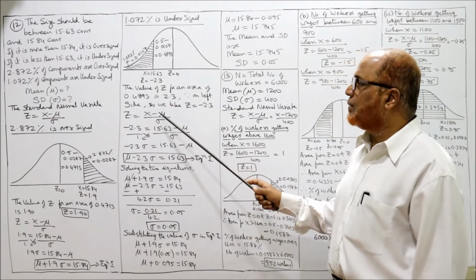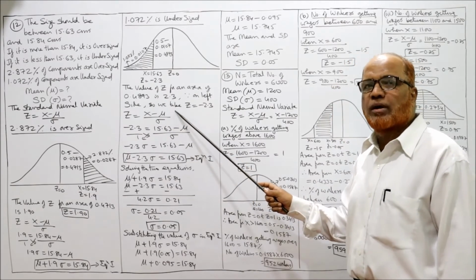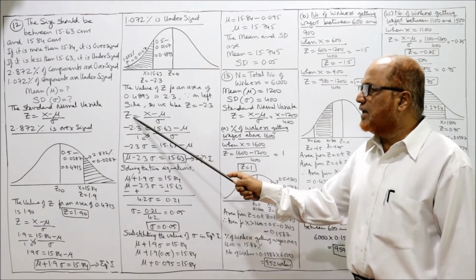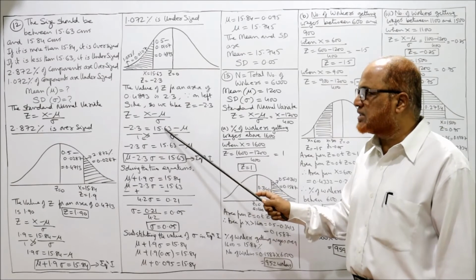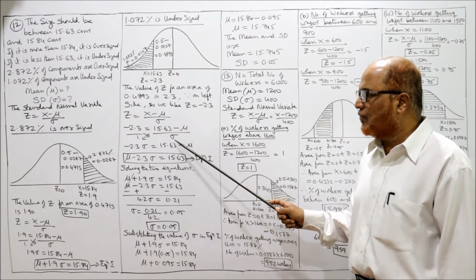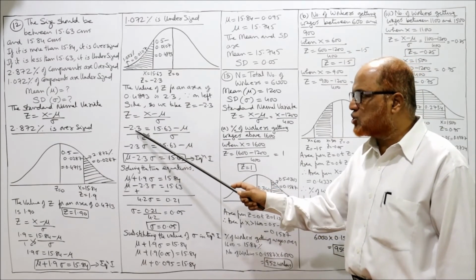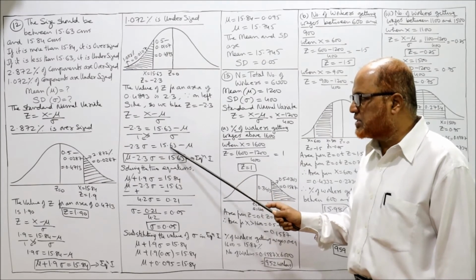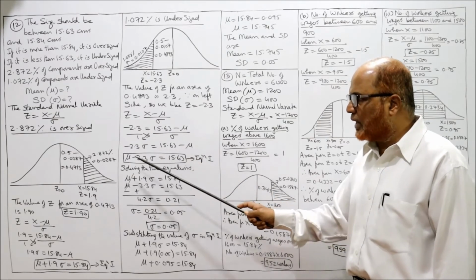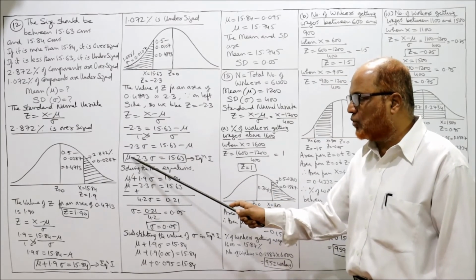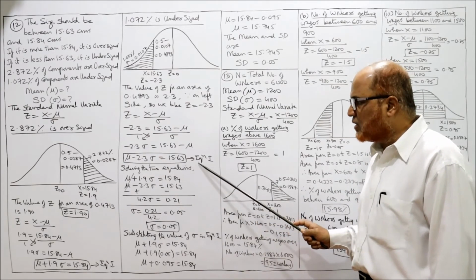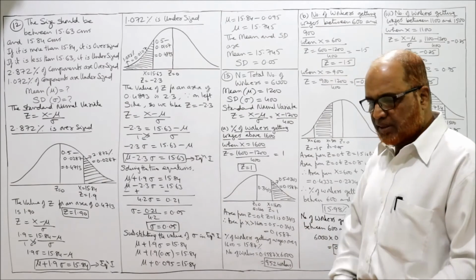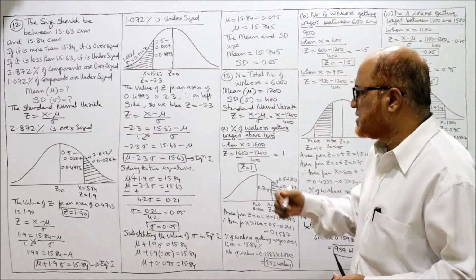Now we put the information in the standard normal variate equation. Z in place of Z -2.3. X value is 15.63, mu and sigma we have to find out. Cross multiply: -2.3 sigma is equal to 15.63 minus mu. Bring the mu to LHS. Minus mu will become plus mu. So mu minus 2.3 sigma is equal to 15.63. This is equation number 2, and that is equation number 1.